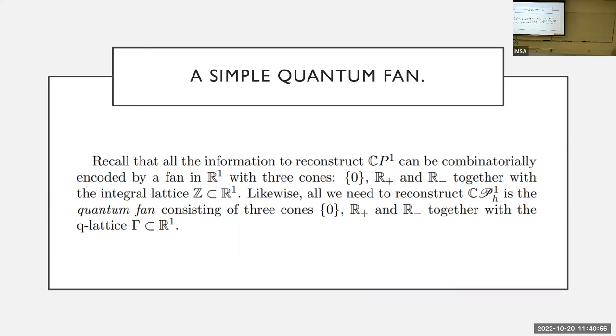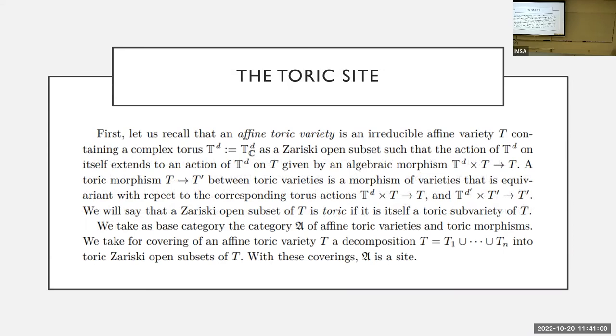So now I should tell you, because you want to know, these stacks, where do they live? They live in the toric site. Affine toric varieties are reducible affine varieties containing a complex torus as a Zariski open subset, such that the action of the torus on itself extends to an action of the torus on T, given by an algebraic morphism.